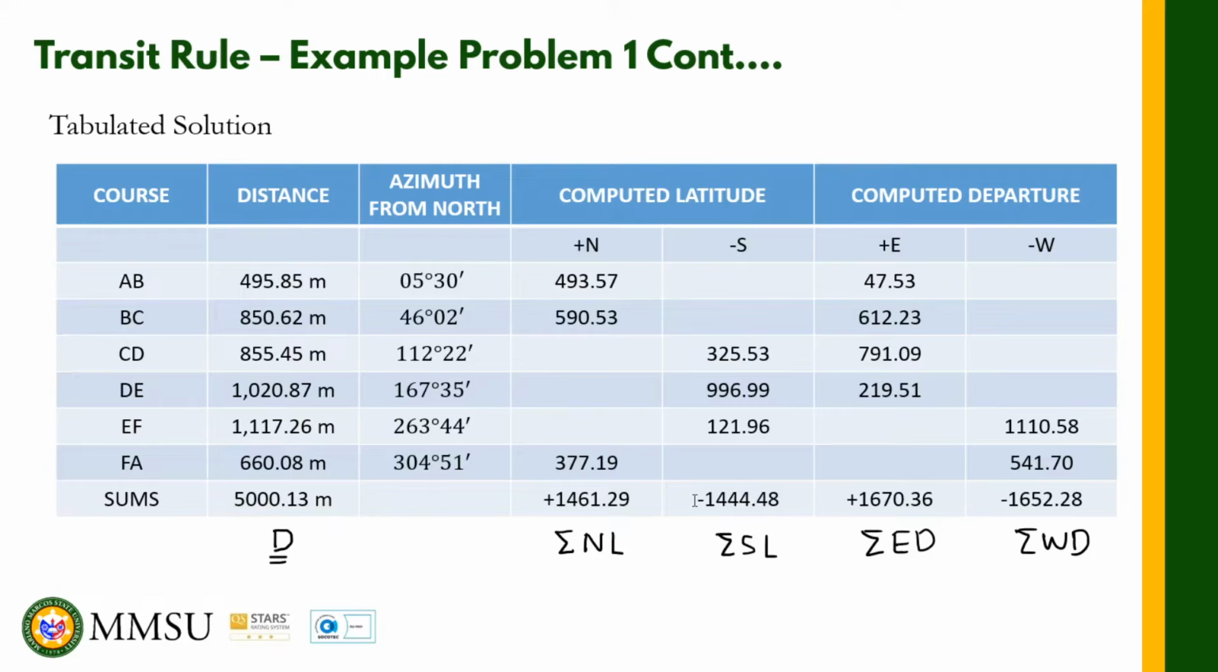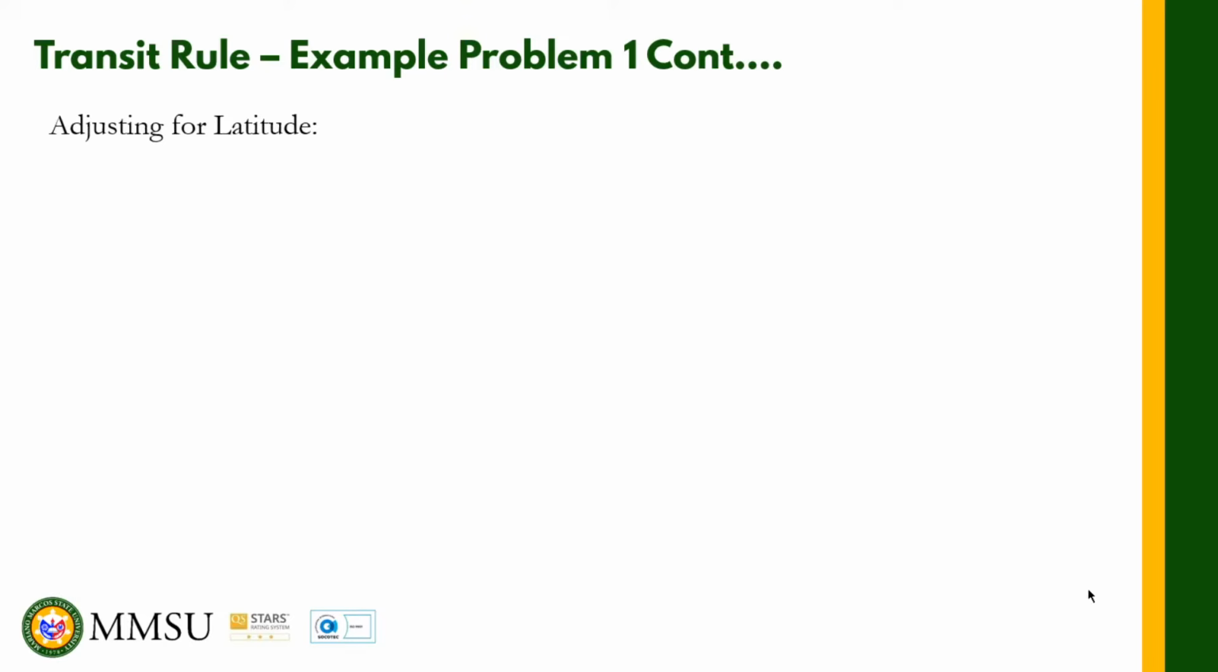Para mag-close ito, ang goal natin kasi dito is to balance. Gaya ng sinasabi ko, dapat the difference of these two is equal to 0. Ang gagawin natin dito is to subtract the corrections from the north latitude, tapos mag-a-add tayo dito sa south latitude. Para ma-close yung gap nila. Okay, so we are now ready to adjust the latitudes.